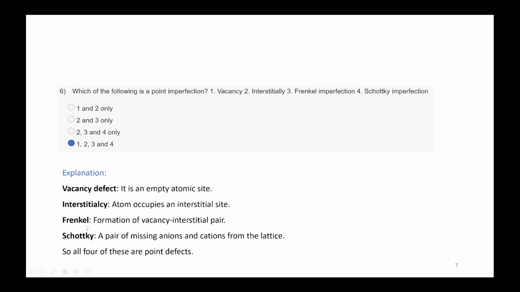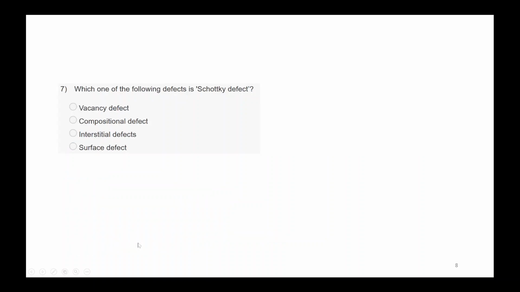In case of Frenkel, there will be a formation of vacancy interstitial pair. And in case of Schottky, a pair of missing anions and cations from the lattice, and these all four are point defects. Seventh question is, which one of the following defects is Schottky defect?